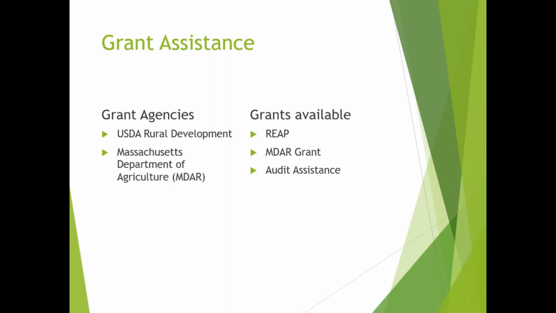It's sometime in April, typically, when it comes out. It varies a little bit every year. The Massachusetts Department of Agriculture also offers audit assistance, so if anybody's interested in or needing help getting an audit, the Mass Farm Energy Program can help with that, and Megan and I are both contacts for that.